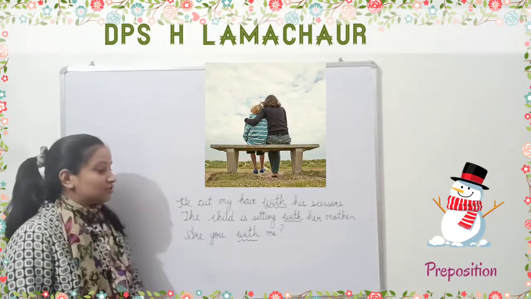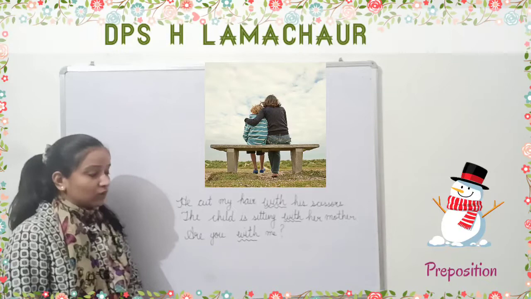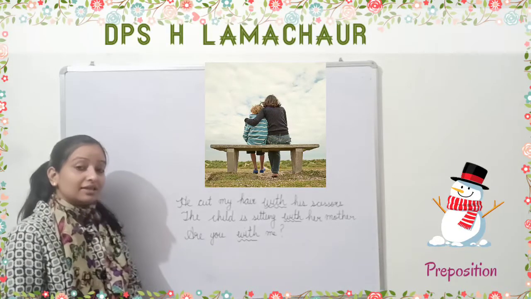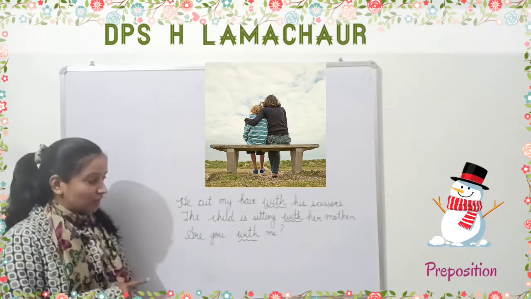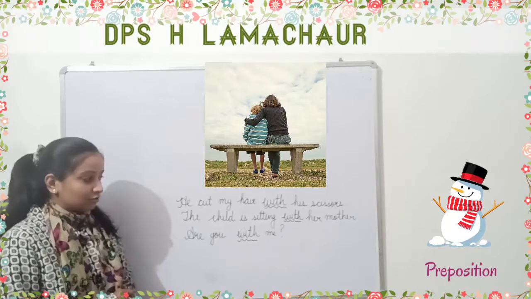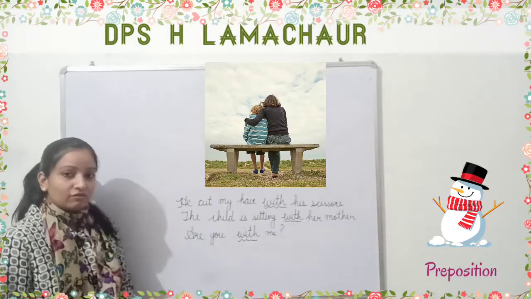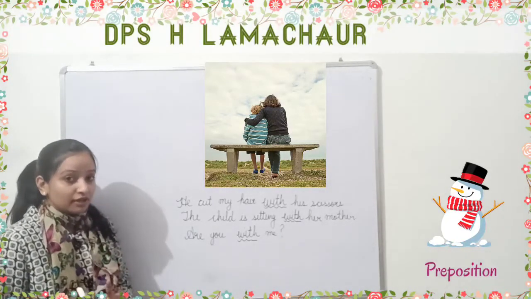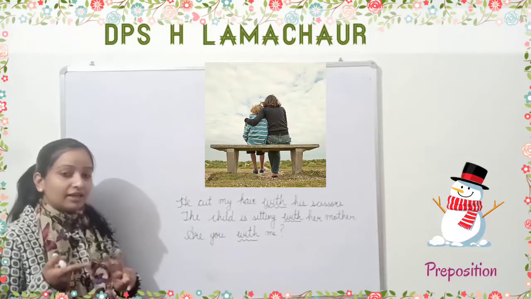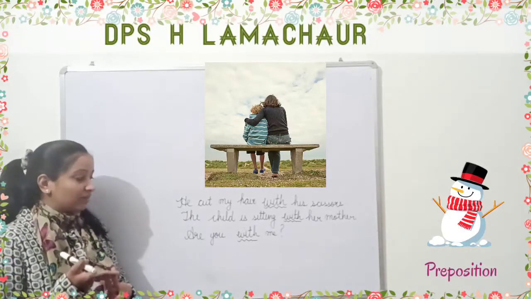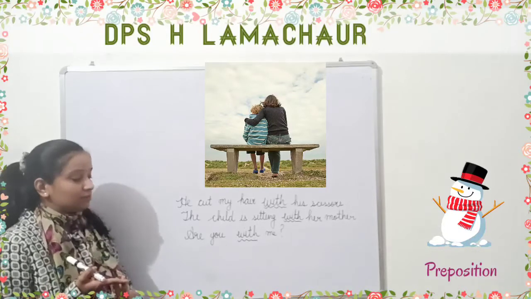Next is, the child is sitting with her mother. Means in the presence of her mother, the child is sitting there. So there are uses of with. First is using, the second is in the presence of, and the third use is, are you with me.